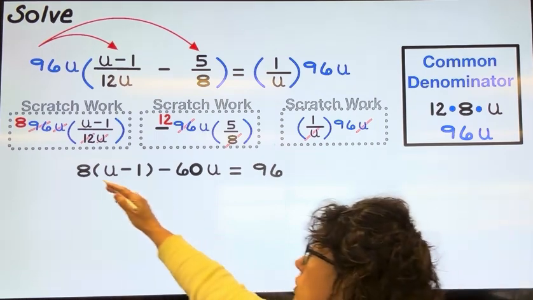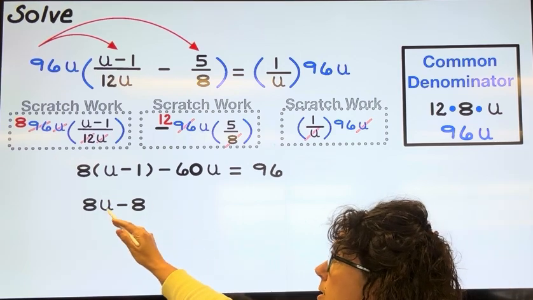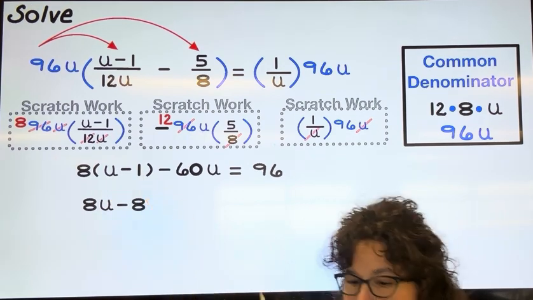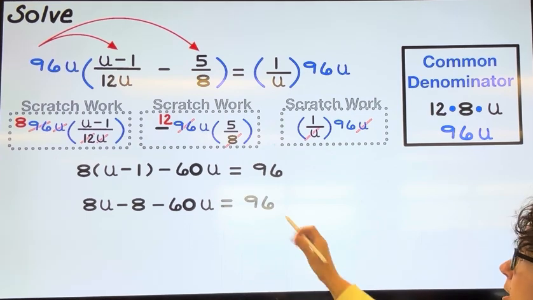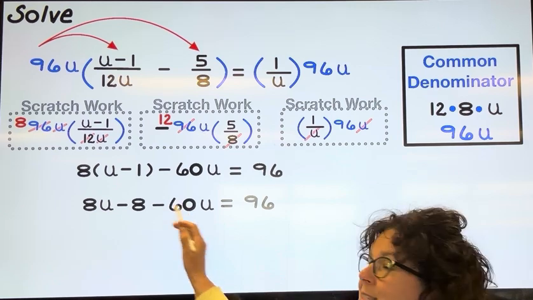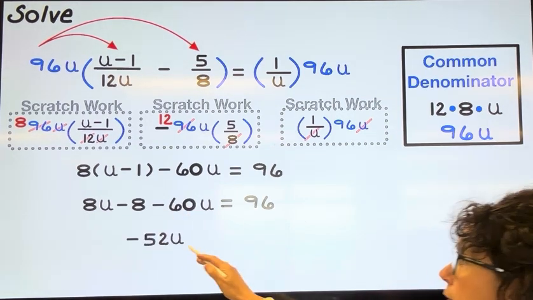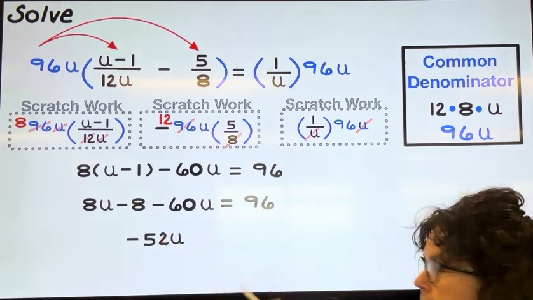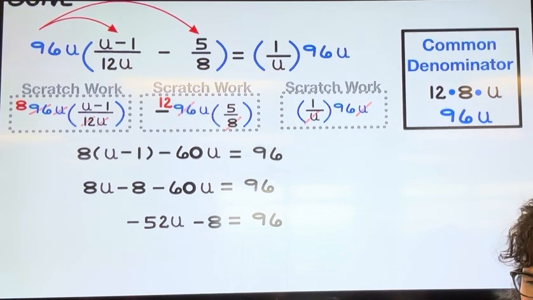Let's go ahead and distribute the 8 through. So 8 multiplied by u is 8u. 8 times negative 1 is negative 8. Bring down the minus 60u and the equals 96. 8u and negative 60u are on the same side of the equal sign, so we can combine those to make negative 52u. Bring down the negative 8 and the equals 96.